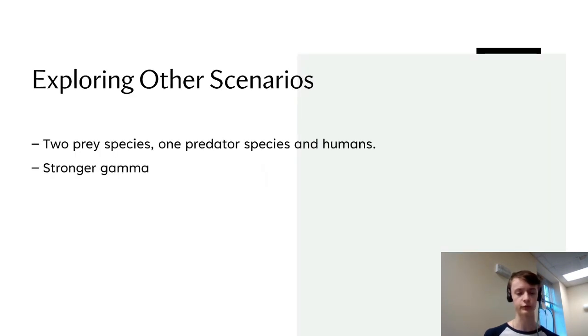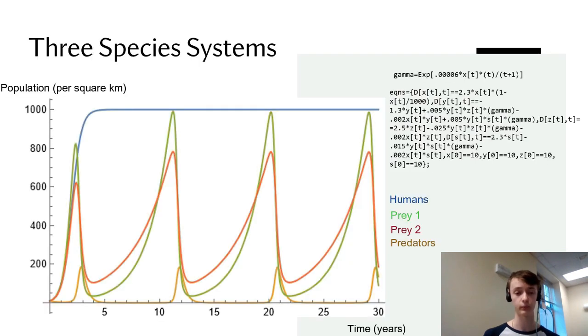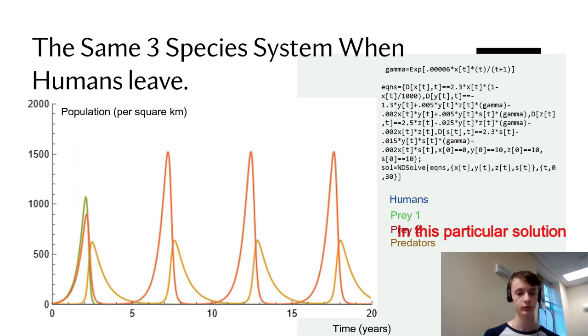Exploring other scenarios. Here we have two prey species, one predator species, humans, and a stronger gamma. We'll explore both. Interestingly, humans act as a regulator for the three species. Without the presence of humans, one of the prey species goes extinct. A new equilibrium is reached by the remaining species.